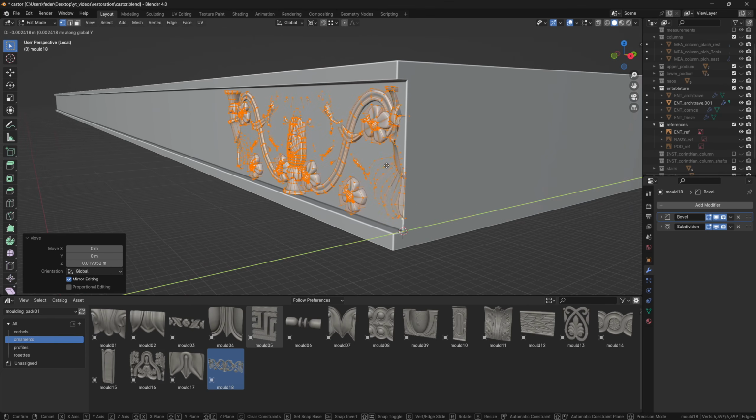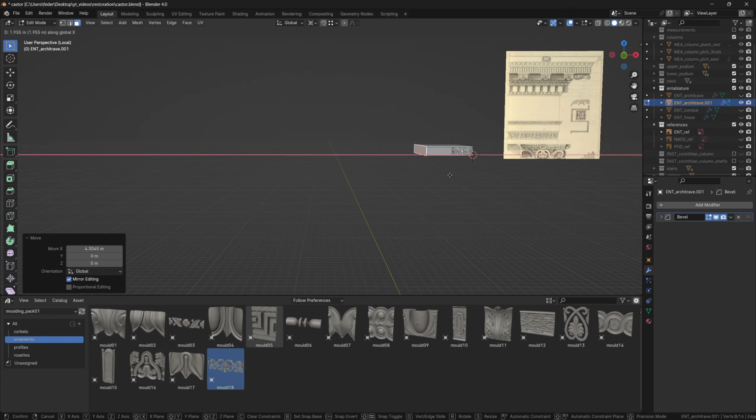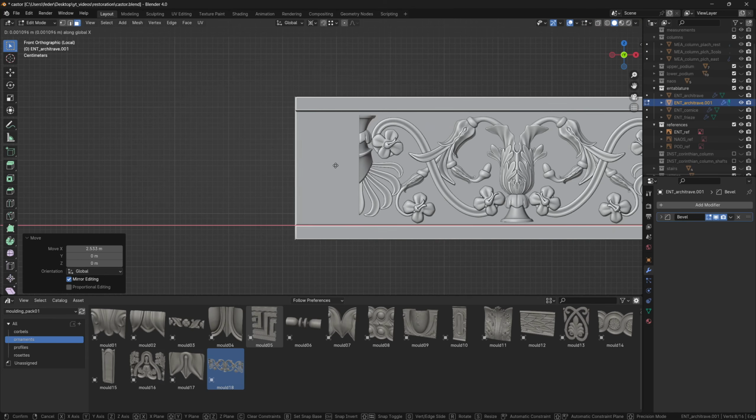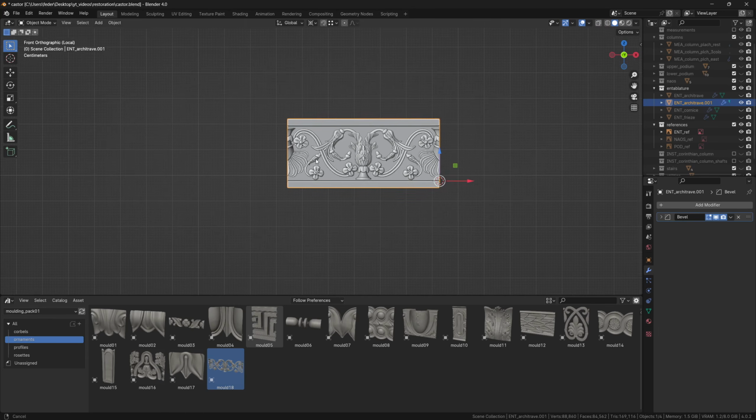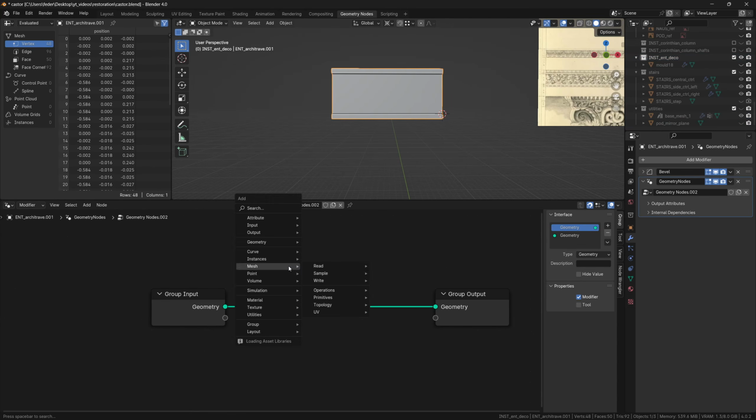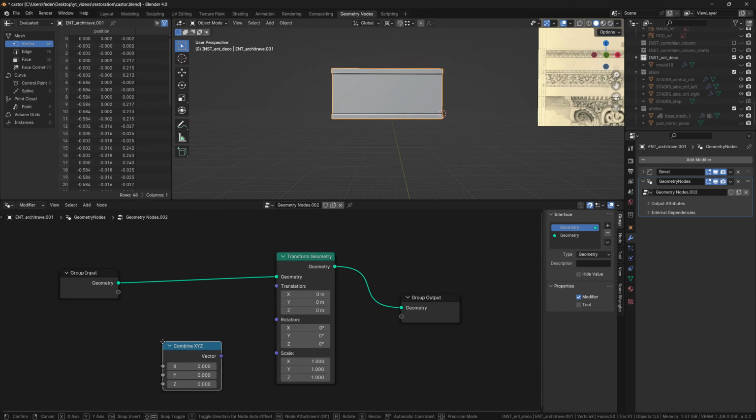The idea here was to define a sort of lowest common denominator where the size of the entablature's piece would equal one full pattern of its respective decoration. To manage both at the same time, I created a geometry node system on the entablature with a parameter to control its size on the x-axis.